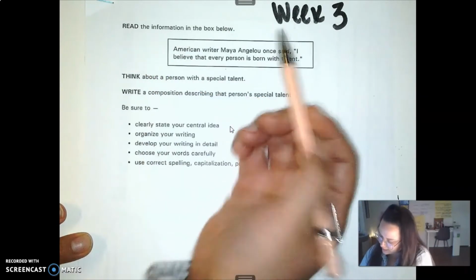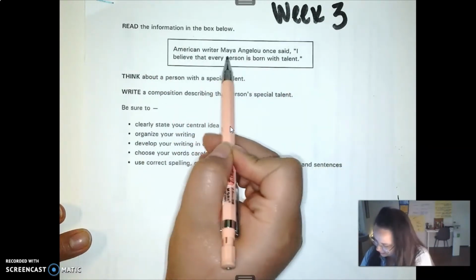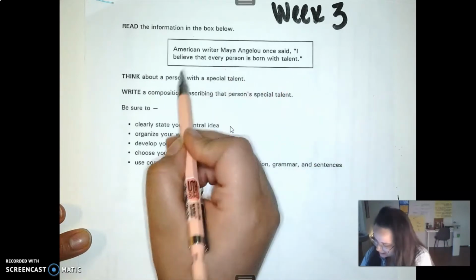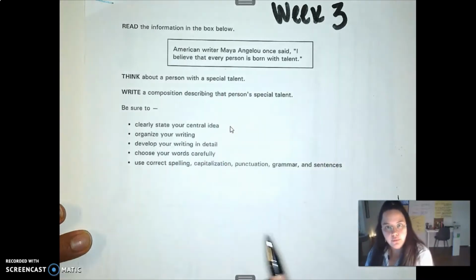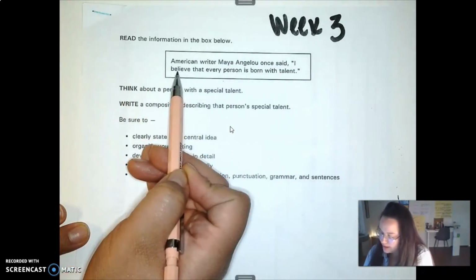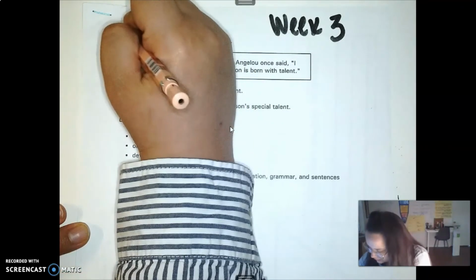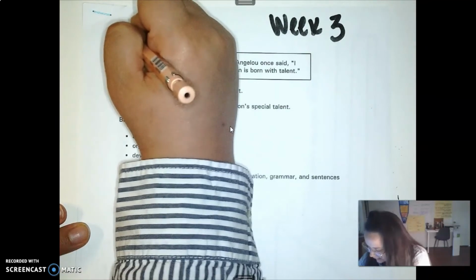So read. Let's go ahead and read the information in the box below. American writer Maya Angelou once said, "I believe that every person is born with a talent." Ooh, okay. I like that. So remember, when we're reading the information in the box, all we're going to do is read it. So I'm going to go ahead and draw my eyes, like I always do.